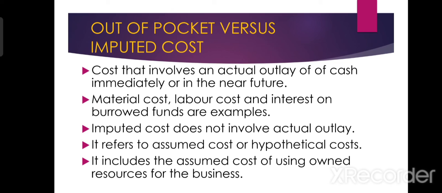Out of pocket versus imputed cost. Out of pocket cost involves an actual outlay of cash immediately or in the near future. Material cost, labor cost, and interest on borrowed funds are examples. Imputed cost does not involve actual outlay. It refers to assumed or hypothetical cost. It includes the assumed cost of using owned resources for the business.